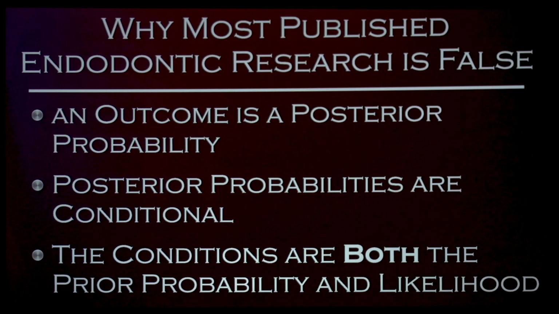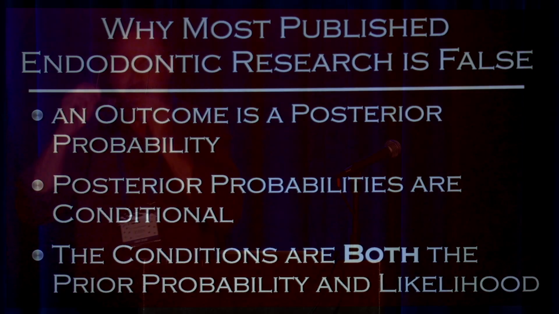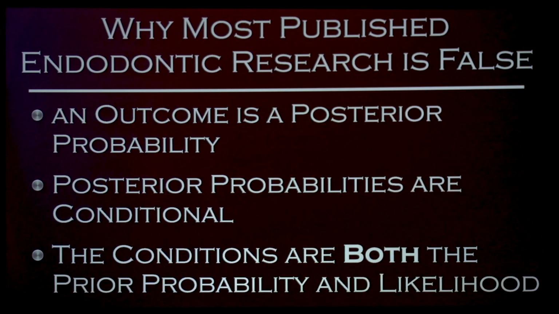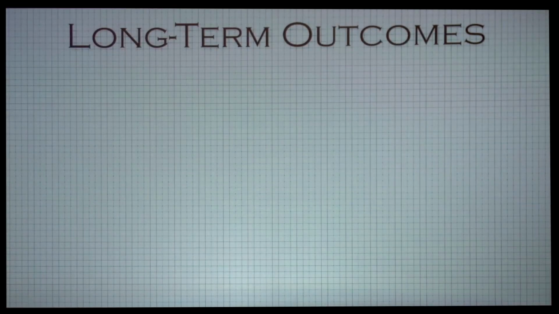Okay, so why most published research is false? So an outcome is a posterior probability. Posterior probabilities are conditional. The conditions are both the prior probability and the likelihood. And we saw, as we manipulated the prior probability, the prevalence of smoking, we could actually demonstrate that smoking reduced cancer, not from a causal standpoint, but from an association standpoint, based on the prior probabilities. So you've got to know these prior probabilities.